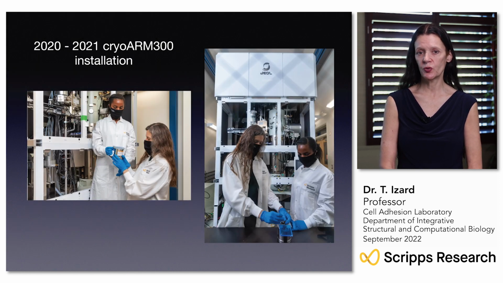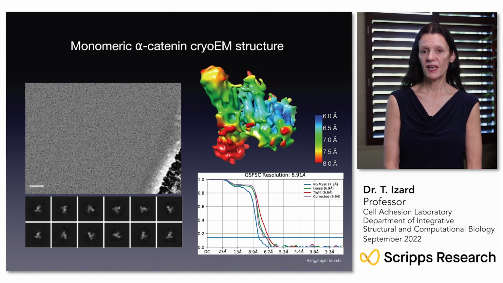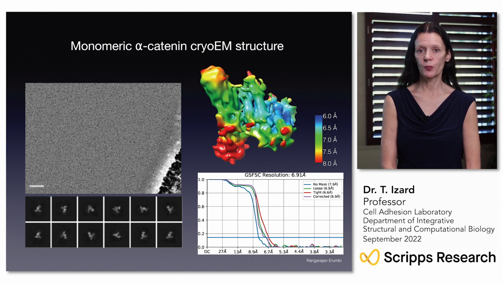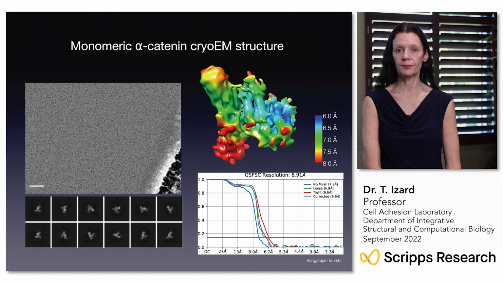I was super fortunate to be able to install the first cryo-ARM in the United States. This is a state-of-the-art 300 kilovolt cryogenic electron microscope. Now we no longer have to worry about these difficult crystallizations that we had in the past 2 decades. Rangarajan was able to isolate the alpha-catenin monomer enough to be able to get the monomeric alpha-catenin cryo-EM structure. But alpha-catenin is such a flexible molecule that despite leaving no stone unturned, we could not get more than 6.9 angstrom resolution.